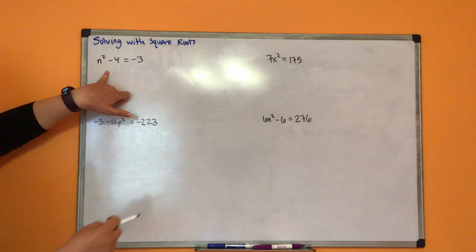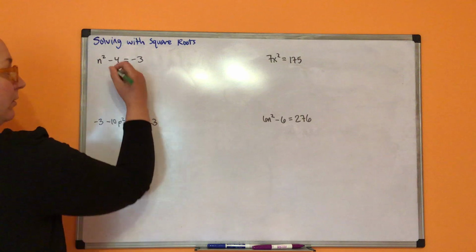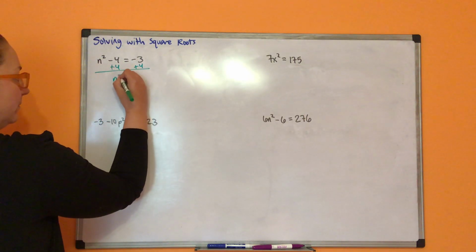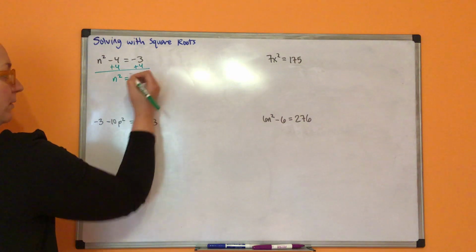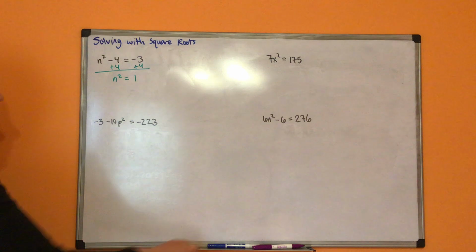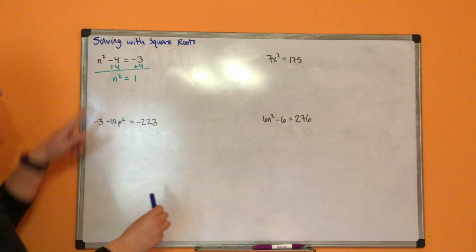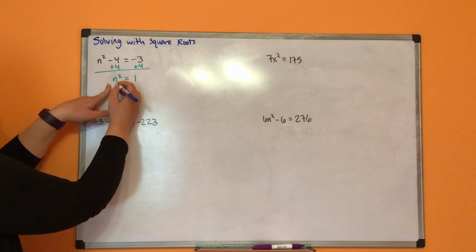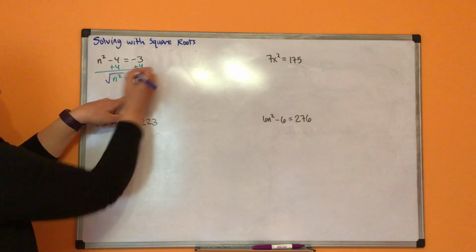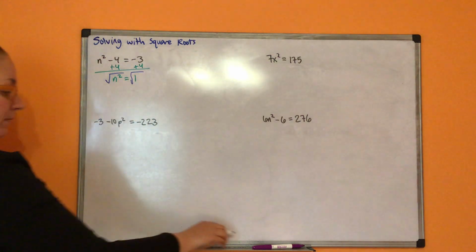So here, in this first one, I need to undo that minus 4. So as usual, I'm going to add 4 to both sides. Negative 3 plus 4 is positive 1. I'm almost done. I'm not quite done. I don't want n squared. I want regular n. To undo a squared or exponent 2, I do the opposite, which is a square root. Anything I do to one side, I have to do the other side.